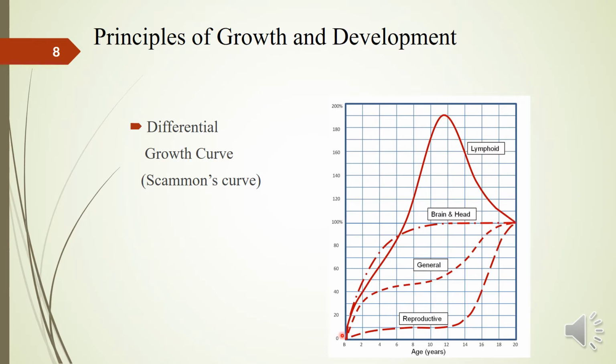Similarly, you have for brain and head, where the growth is very steep in the years up till the age of 8 to 10, and there it becomes stabilized in a plateau. And for general growth also, you will have some growth happening in the first few years of life till the age of 4.